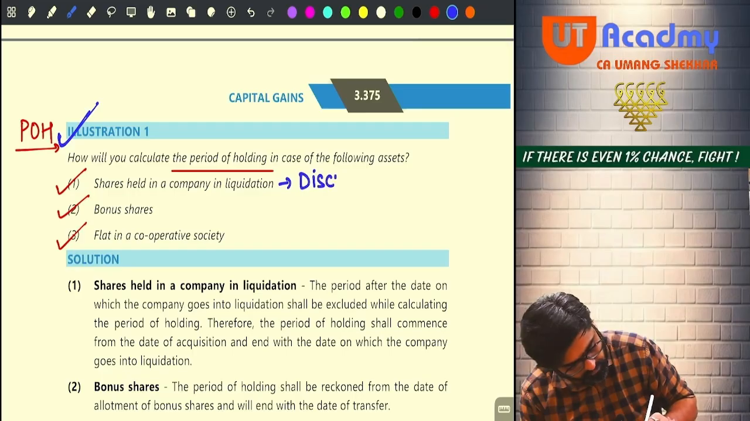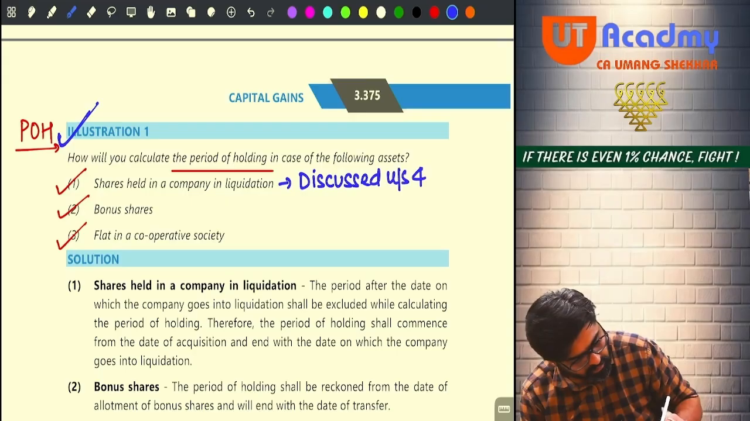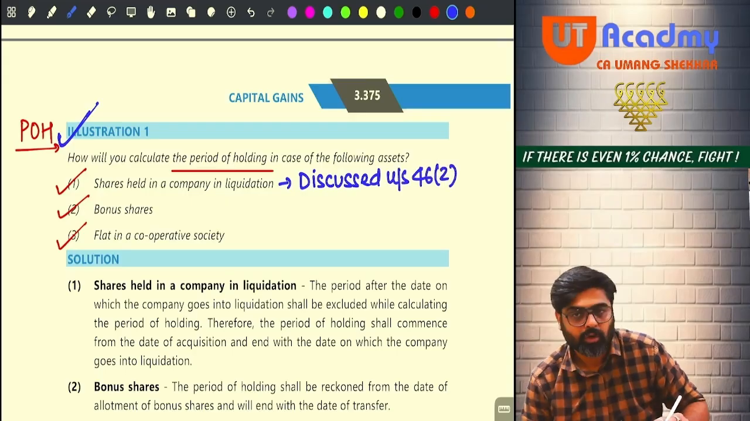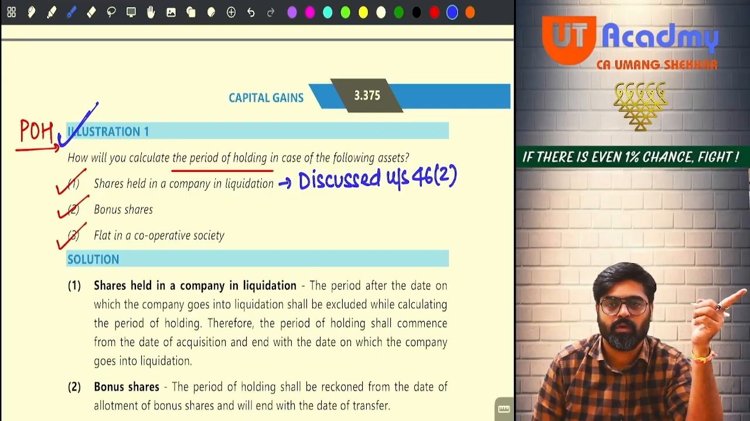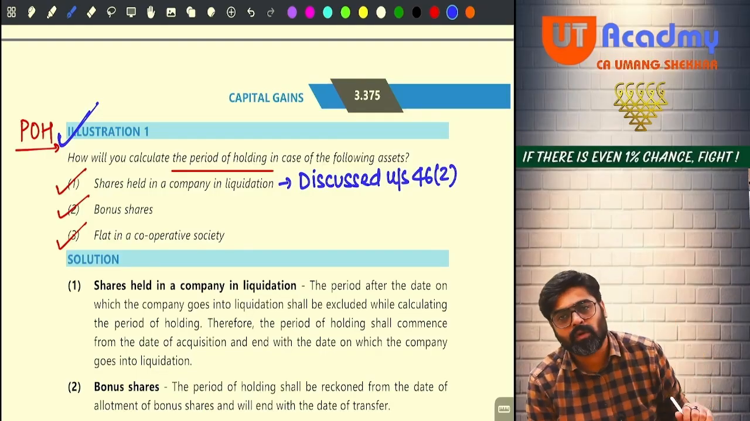Discussed under section 46(2). So when I will be discussing 46(2) now, you will get the answer of this. Hello sir. What will be the period of holding of bonus shares?